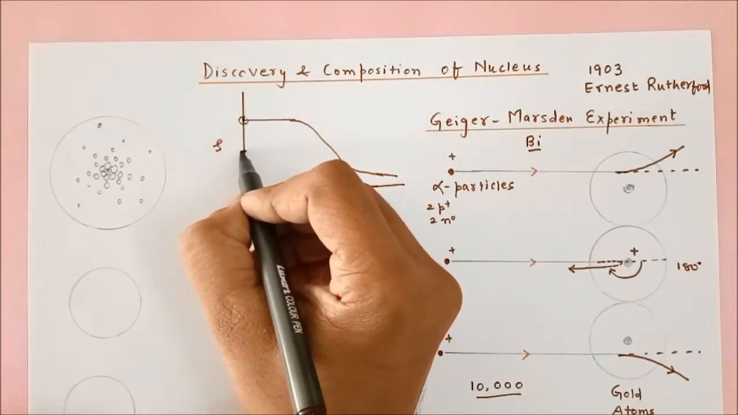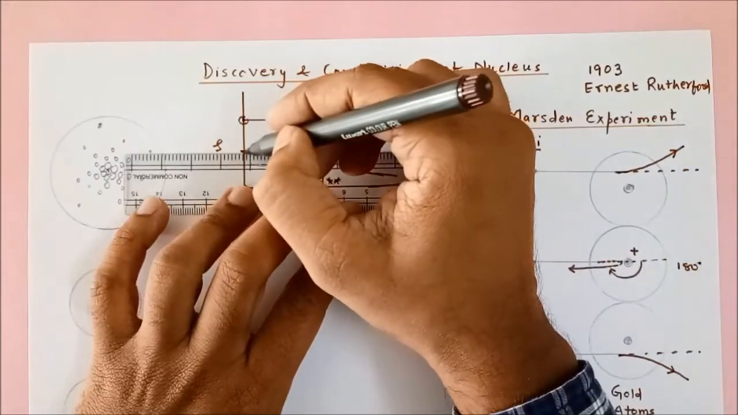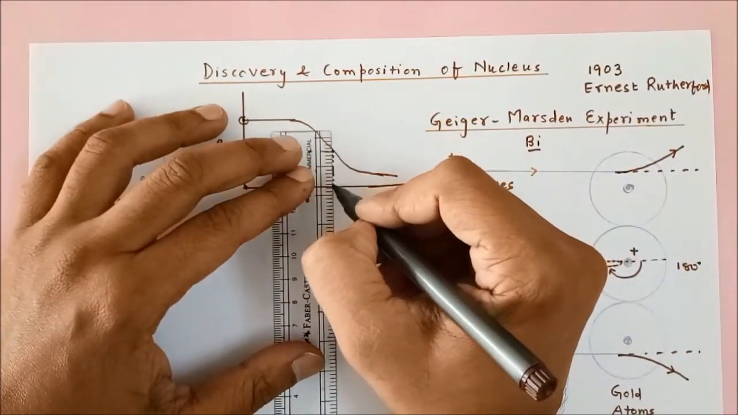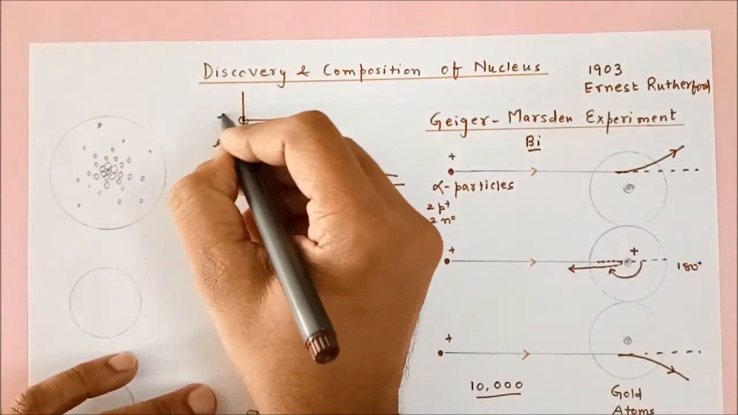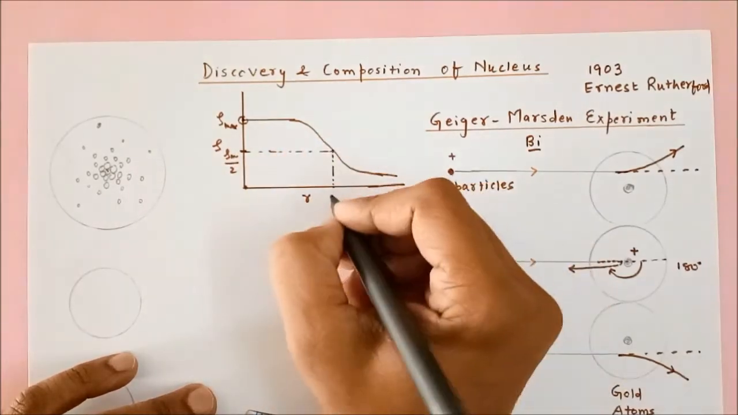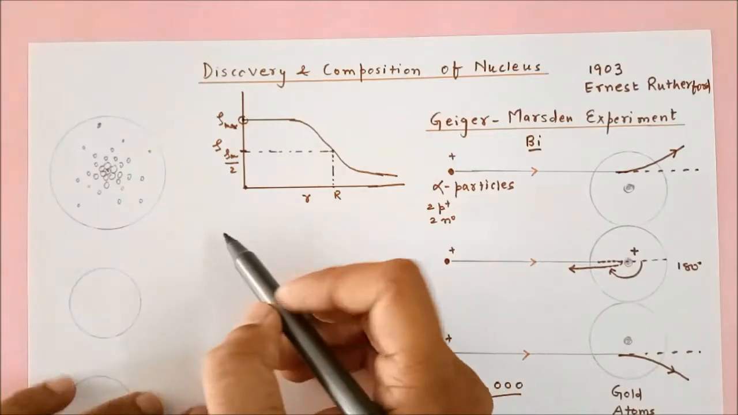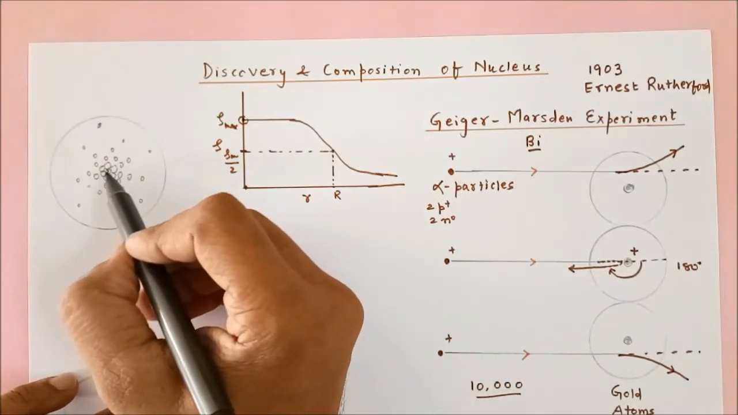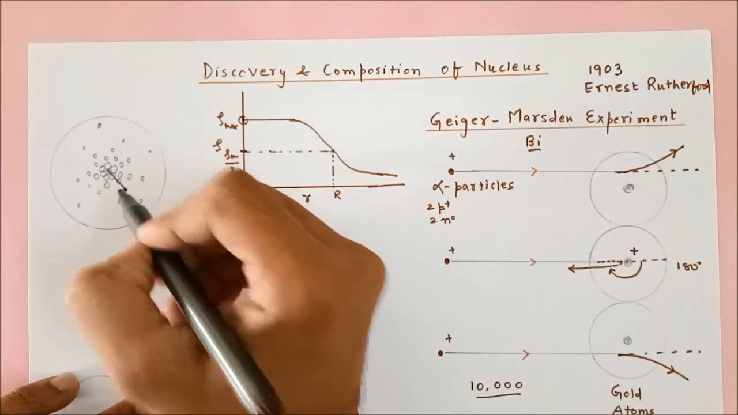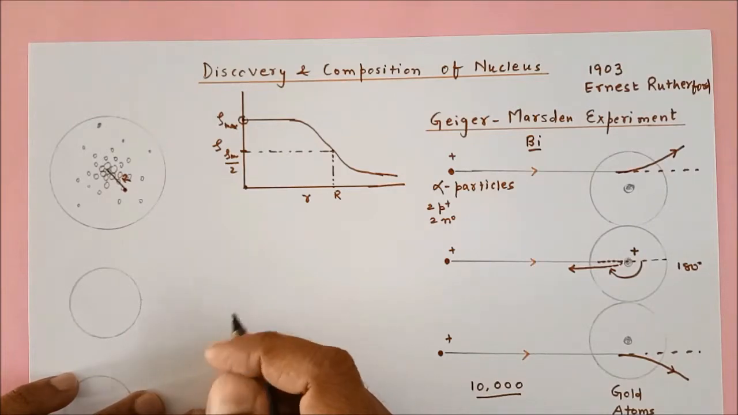From here, half the density is somewhere over here, and if we find the distance corresponding to half the maximum density, this is the maximum density and this is maximum density by 2. This corresponding distance is called the radius. So the density of the nucleus is maximum at the center, and somewhere over here the density reduces to half. This is considered the radius of the nucleus, right?